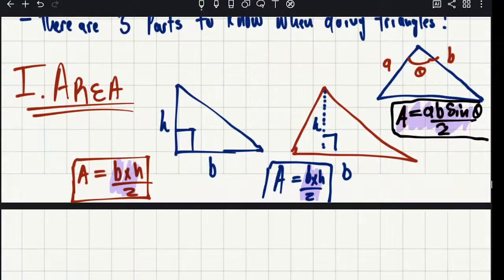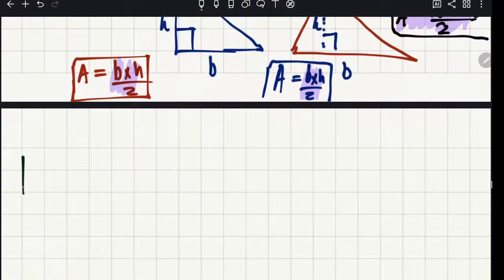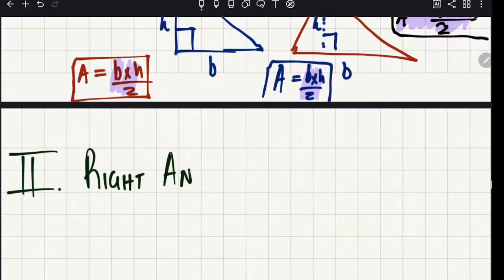So for area, we are done. Let's go to the second thing: right angled triangles.